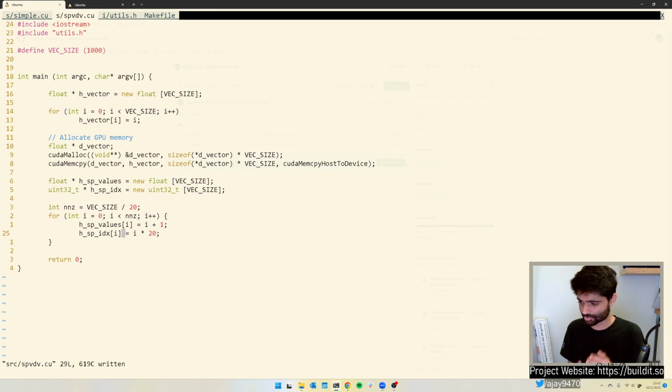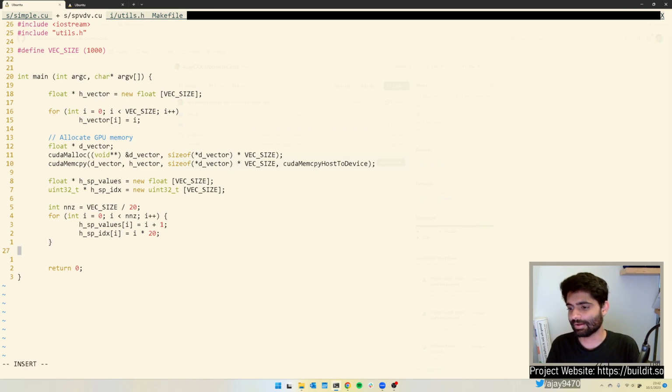The first array stores what the actual values are, and the second array stores where those values are located. The corresponding indices match, by the way. So we have these two: the sparse vector and the dense vector created. We also need to copy this to the GPU because we are operating on the GPU.